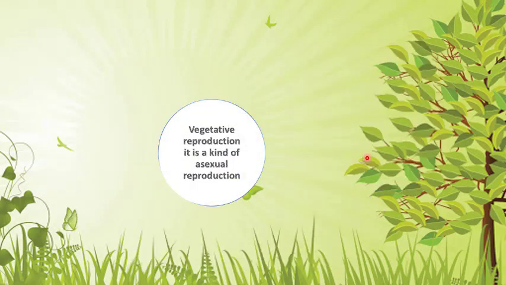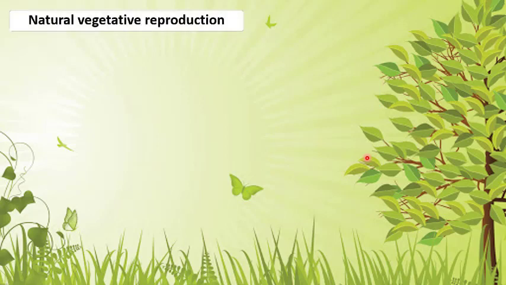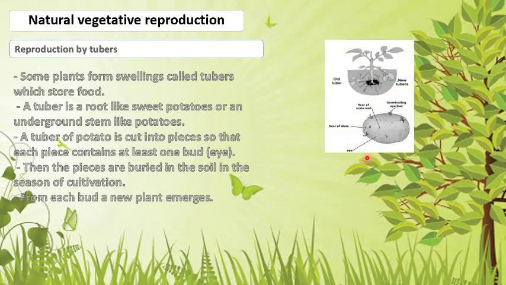Vegetative reproduction is a kind of asexual reproduction, and it divides into natural vegetative reproduction and artificial vegetative reproduction. The first one, natural vegetative reproduction, number 1, reproduction by tubers.